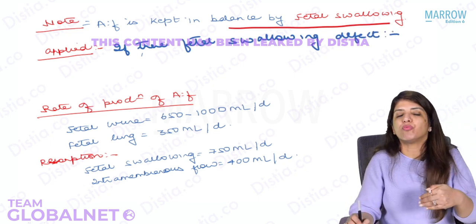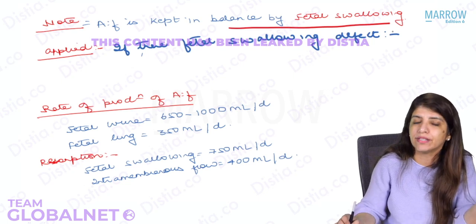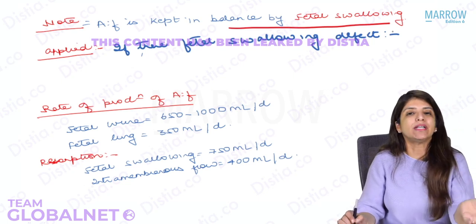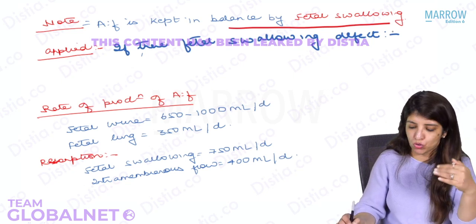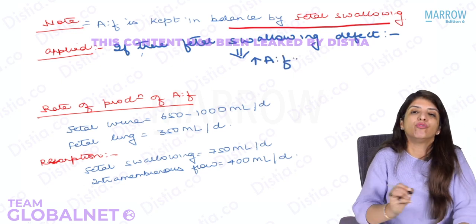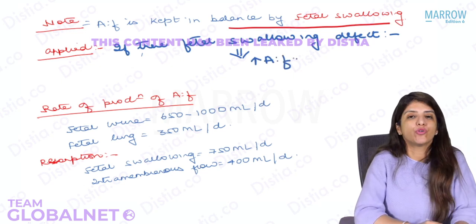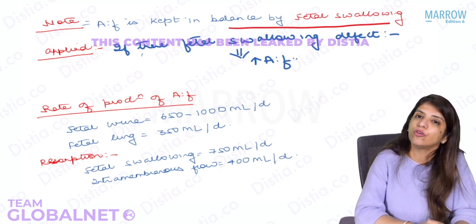Now, if there is a fetal swallowing defect, the fetus will keep on producing amniotic fluid by way of urine, but it will not be able to swallow it. Right? And if it will not be able to swallow it, there will be an increase in amniotic fluid. So, fetal swallowing defects can lead to increased amniotic fluid.